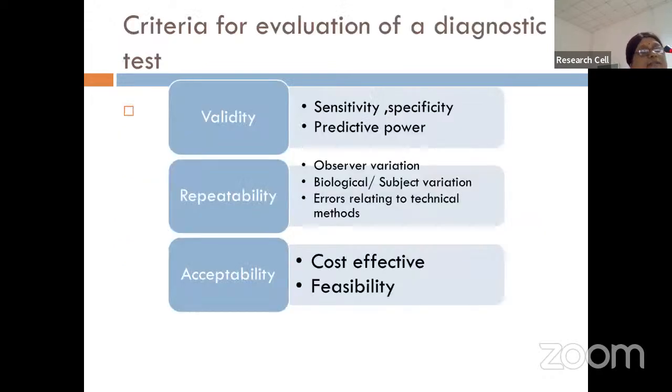So what are the criteria that should be thought of before selecting the diagnostic test? One of the important criteria is validity. The components of validity are sensitivity, specificity, and predictive power. The second important criterion of a diagnostic test is repeatability. This repeatability is influenced by observer variation, biological variation, or errors due to technical methods. The third essential criterion is acceptability, and it is judged by its cost effectiveness and by feasibility.